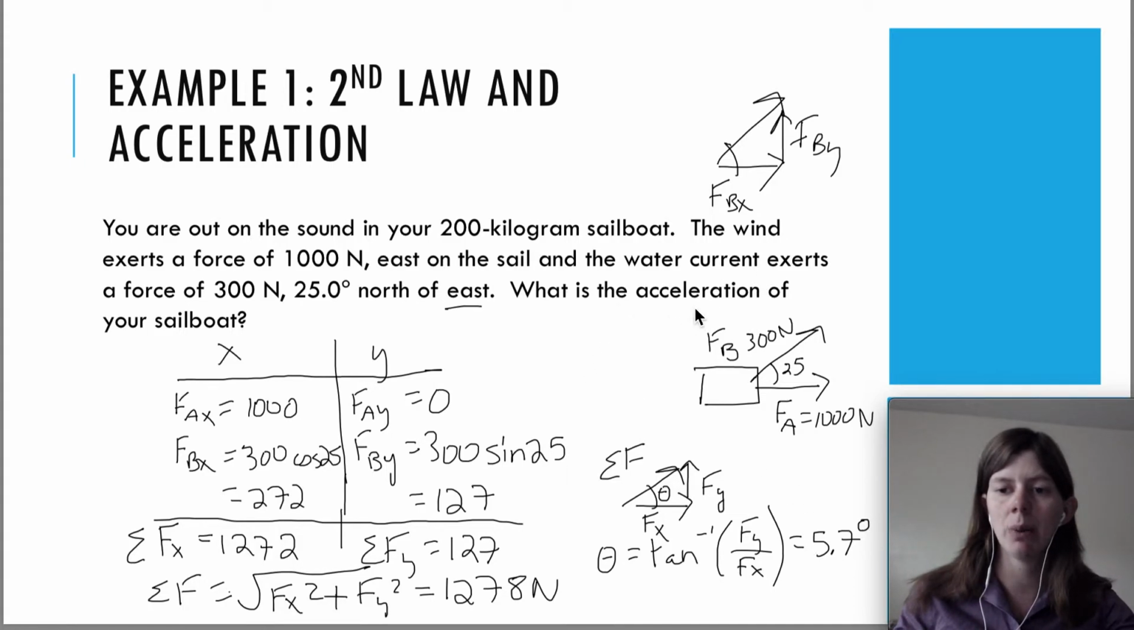And now let's just make sure that we answer the question. This so far just looks like a vector addition problem, but we do have to use Newton's second law because it wants the acceleration. We just found the net force, so we know that the acceleration, the vector, is equal to the net force divided by the mass. So now we can divide this 1278 by the mass, which is 200 kilograms here. And when we do that, we're going to get 6.39 meters per second squared.